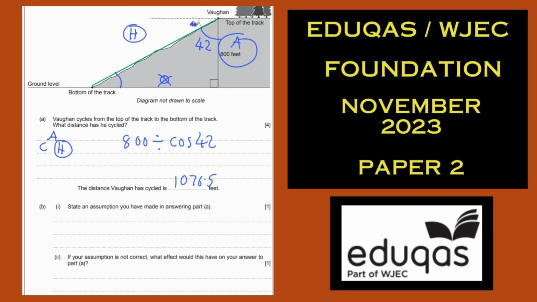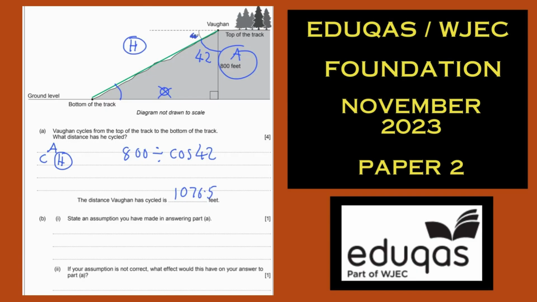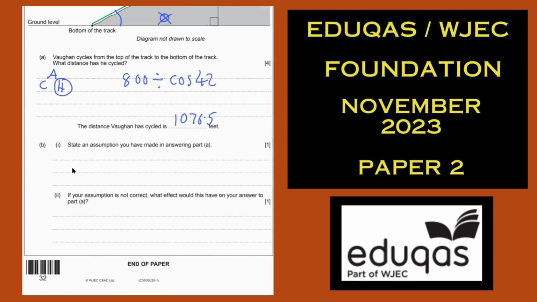State an assumption. I've given a clue away. Notice I drew a little green line on, because when you do the trigonometry, it just assumes it's a straight line. Vaughan, as he cycles from top to bottom, he could be zigzagging around. He could be going down little ditches like that. Lots of stuff could be going on, and that is what gives you the answers to part B.